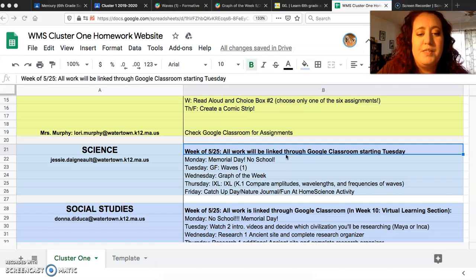So on Tuesday, you're going to do some introductory work on a Go Formative. Wednesday, obviously, you have your graph of the week. Thursday, you're going to do some IXL to practice some of these wave basics, especially some of the new vocabulary that you're going to be working with.